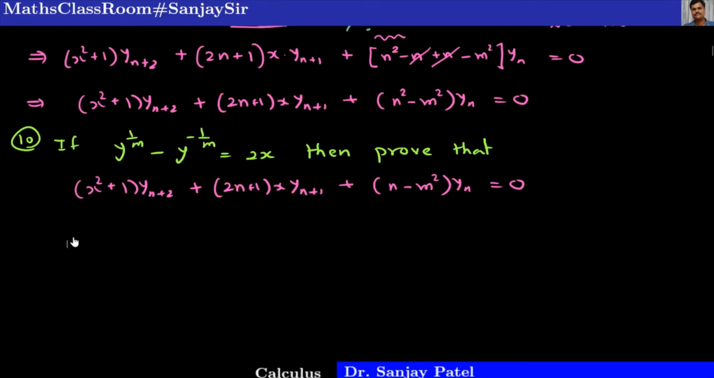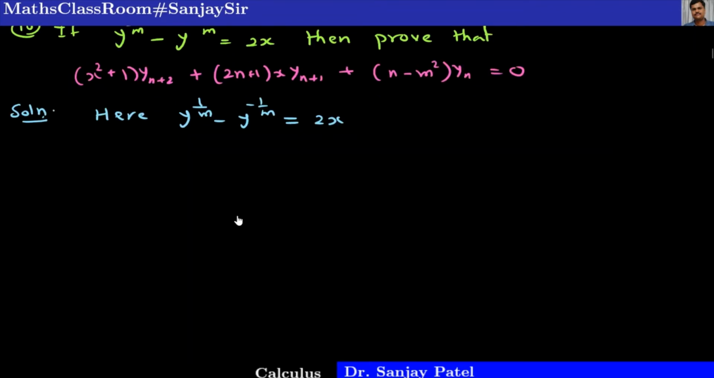Fine. So we are going to prove the same result for this new function. As I told you, there are many other problems which you can solve using the technique of the first problem of this lecture. So let us solve this. Here we have the function y raised to 1 upon m minus y raised to minus 1 upon m is equal to 2x. The function is given by this equation. Okay, and let us see what to do in this case.